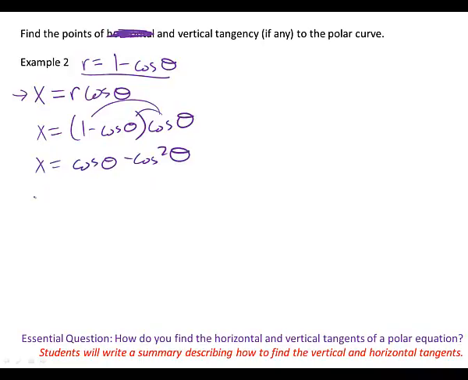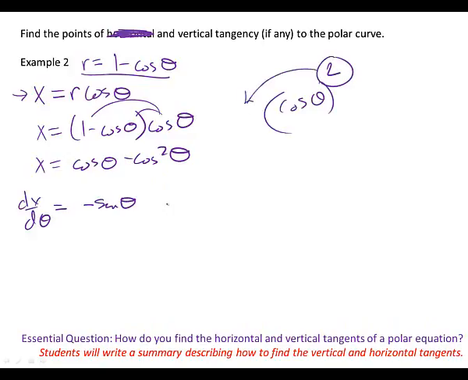Alright. Now let's go ahead and take our derivative, okay? So dx d theta. What is the derivative of cosine? Negative sine theta. This one here, remember you have to think of it like cosine theta squared. So where's the 2 going to go? In front. So minus 2 cosine theta. And then what's the derivative of the cosine? Sine theta.